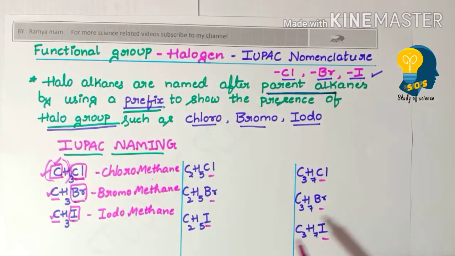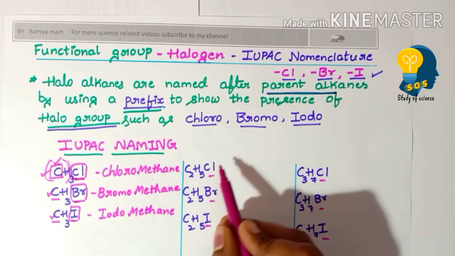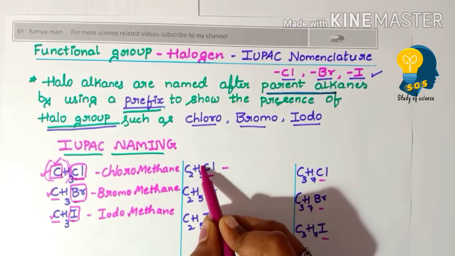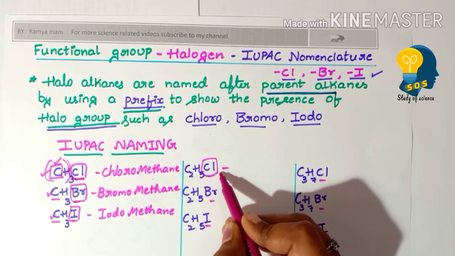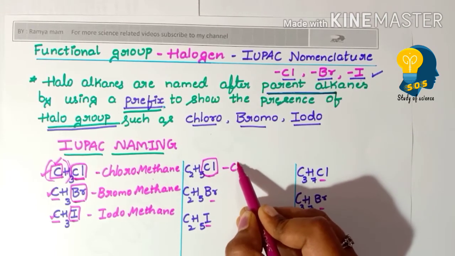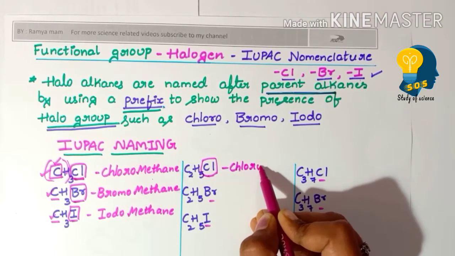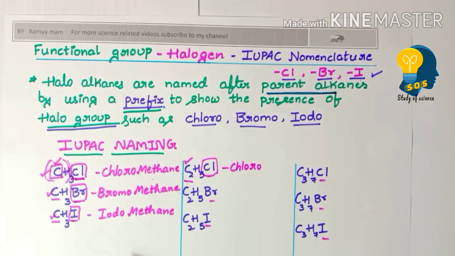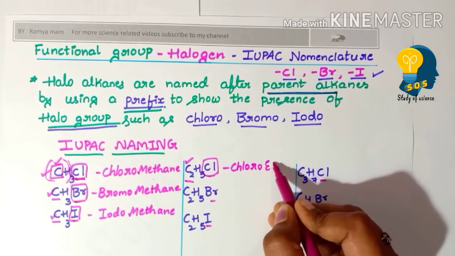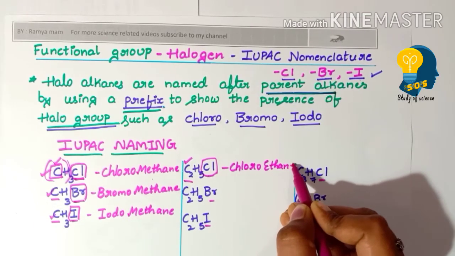Now let's name some other halogen groups. Here I have the functional group Cl. Again, we write it as a prefix. What is the prefix here? It is chloro. How many carbon atoms are present here? There are two carbon atoms. Two means it is eth, so it is ethane. Chloroethane.